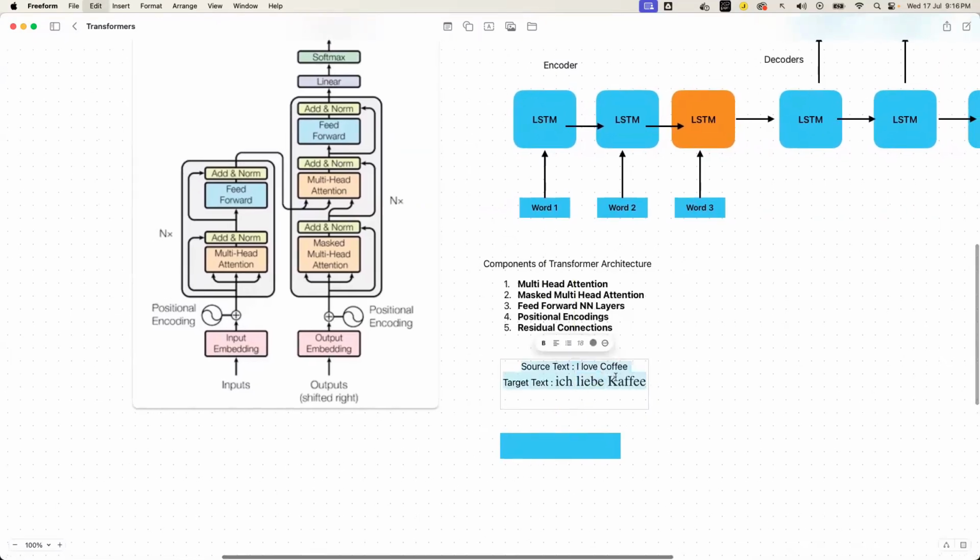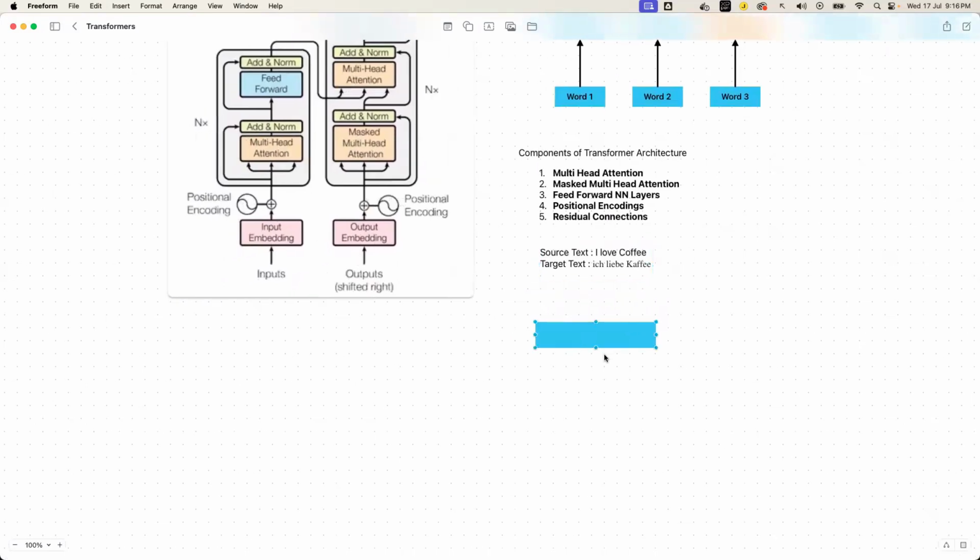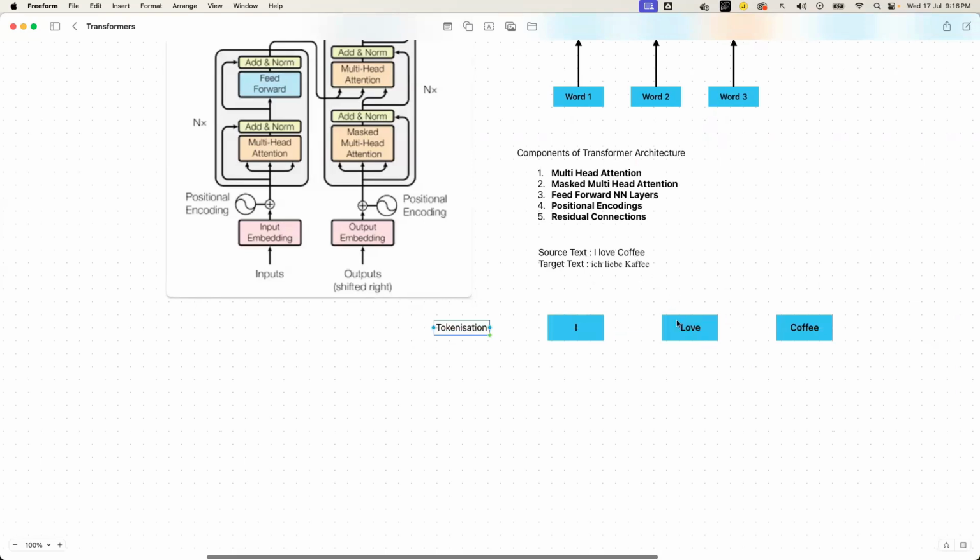So let us consider this very simple example to understand how this would actually work. I have the source text and I have a target text. Now, what is the first step whenever we are sending the data to our input layer? The first step is tokenization. As a result of this tokenization, I'll have three tokens. I will be one token, love will be another token, then coffee will be another token. This step is called the tokenization step, where I'm splitting my sentence sequence into individual tokens.